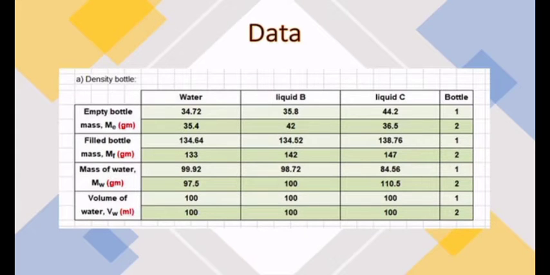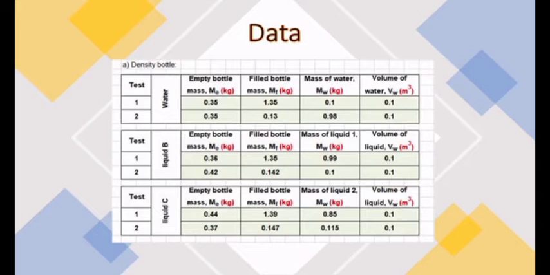So we go to the other data. Okay, we made 2 tests for every liquid, such as test 1 and test 2 for water, test 1 and test 2 for liquid B, and the last one, test 1 and test 2 for liquid C. So we get the mass for every bottle: empty bottle, filled bottle, and mass of water, and also the last one is the volume of water. It's the same for the 2 other liquids.